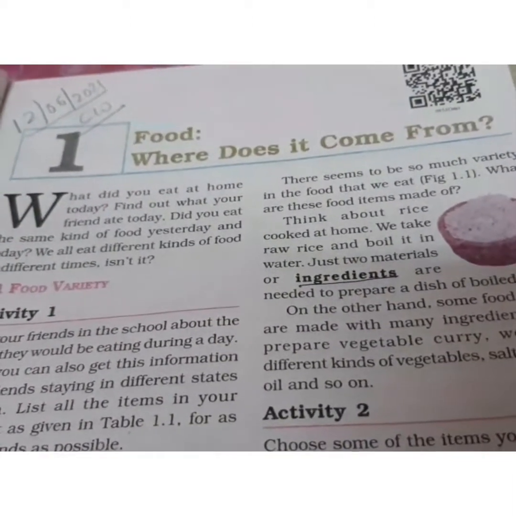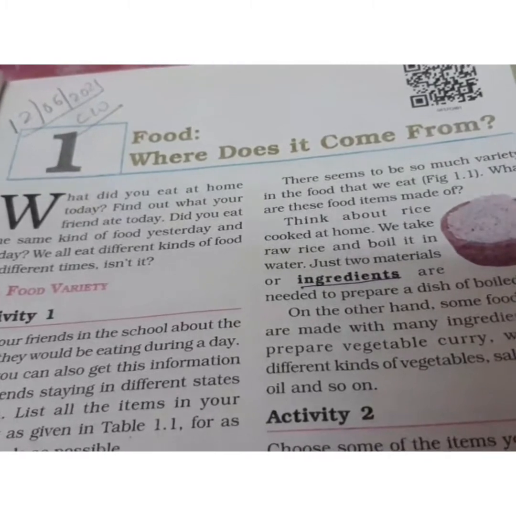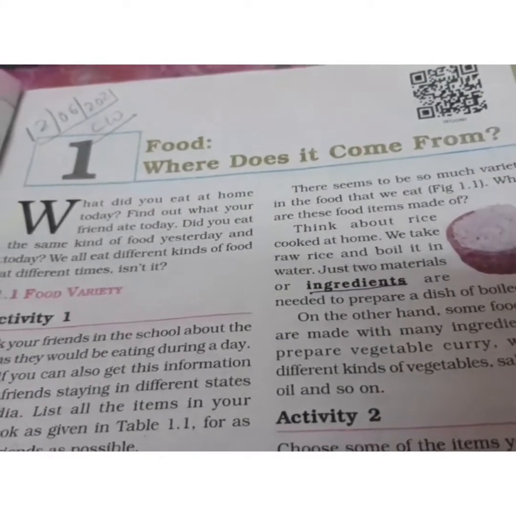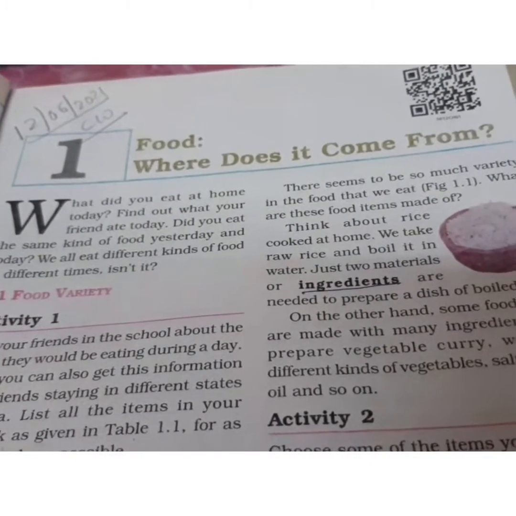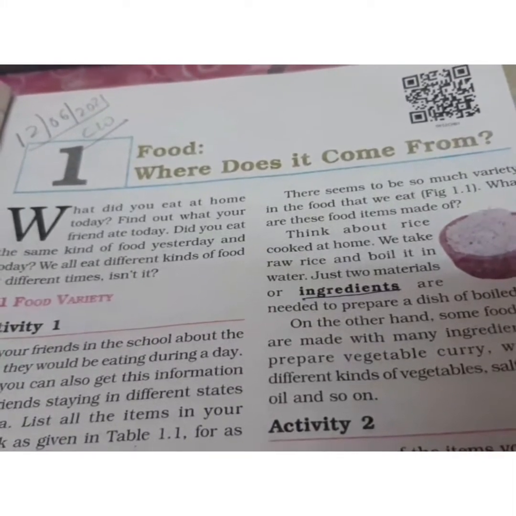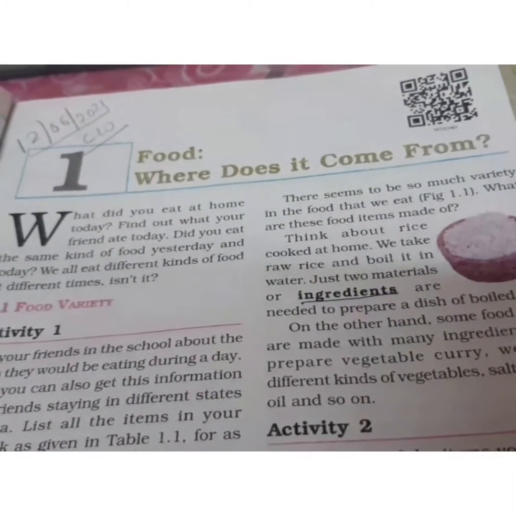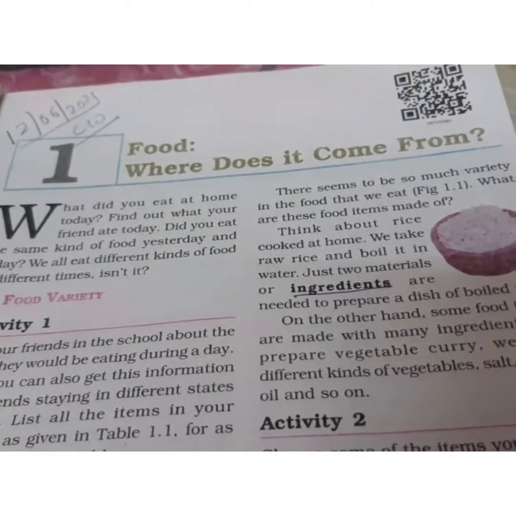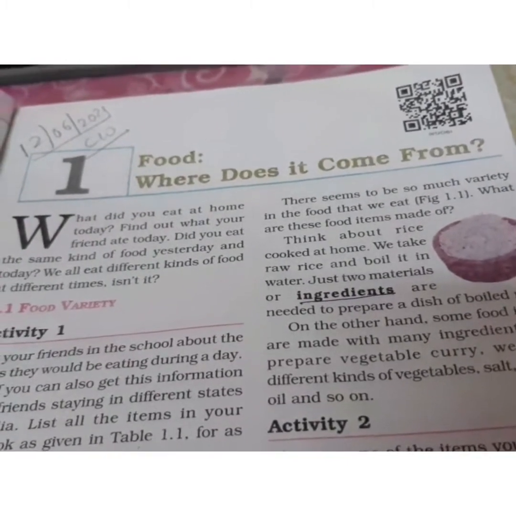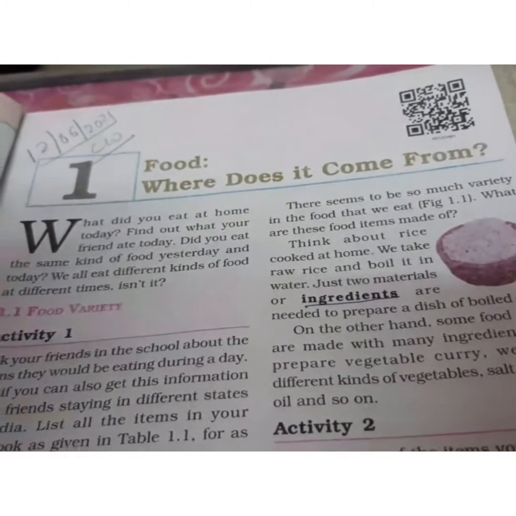If you are making a dal, so what are the ingredients that you need? You need some more ingredients for dal, like raw dal that we need, then oil, then all the spices or the masalas that we put into the dal are needed. So we need more things to cook a dal than to cook the plain boiled rice.